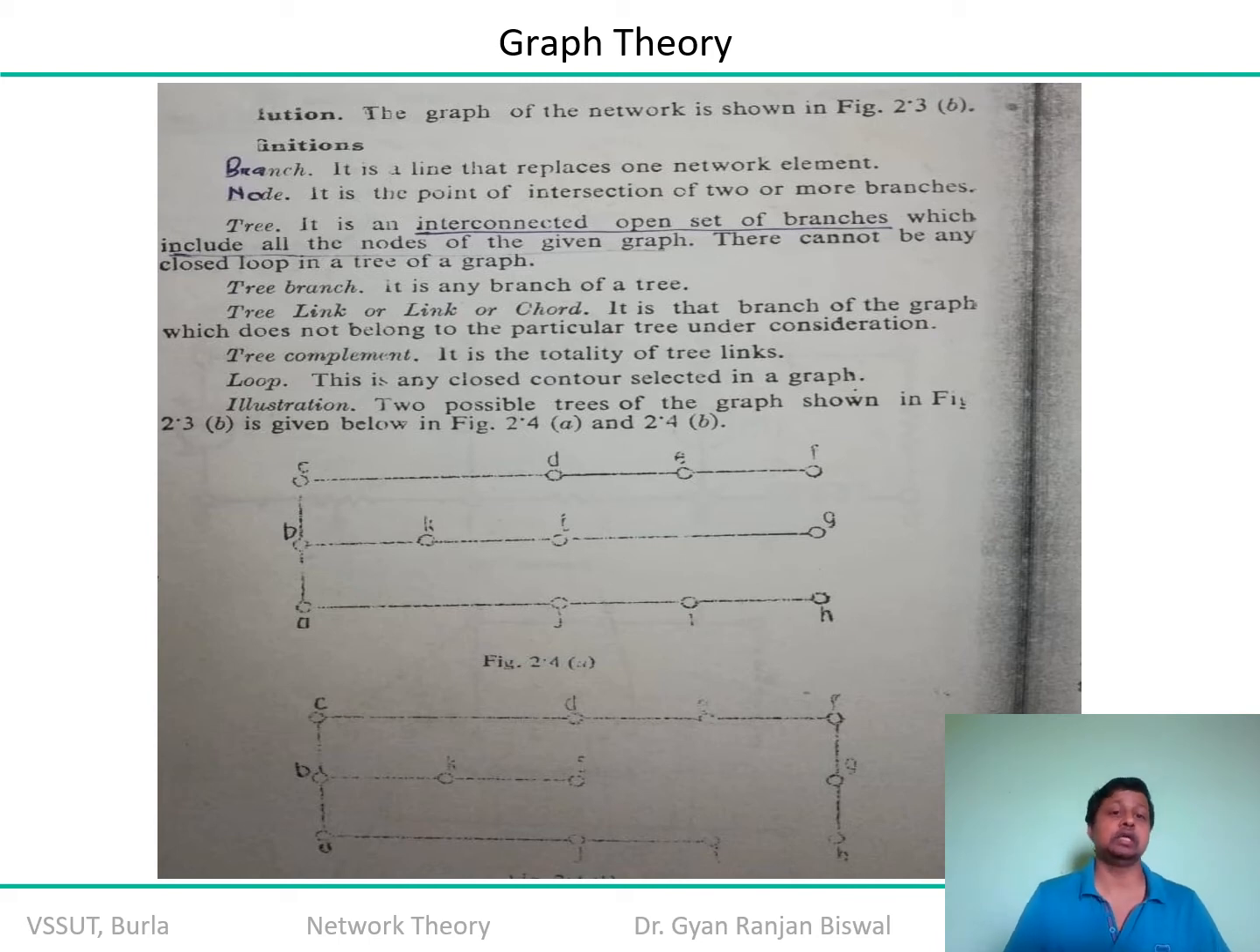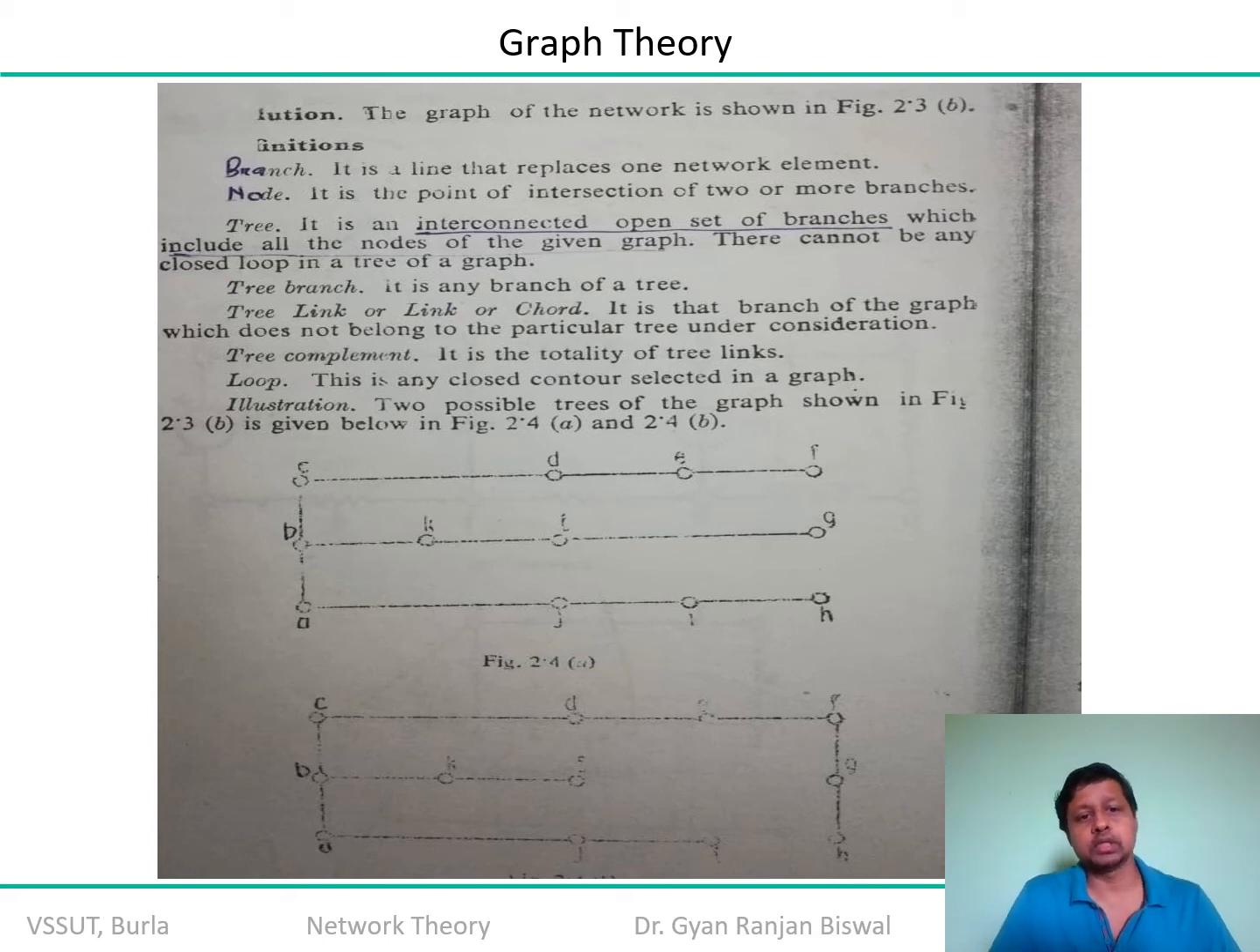So a tree has more than one option. There is more than one option to construct a tree of a given graph. Whenever I say graph, that represents an equivalent electrical or electronic network. Please note this. Since there is more than one possibility, there is more than one way through which you can construct a tree of an equivalent graph or equivalent electrical network. Please note this.